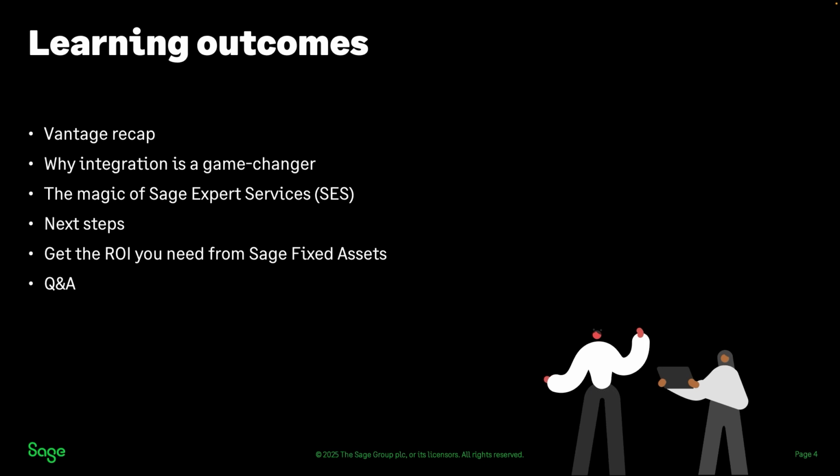Here's what you can expect to walk away with today. We'll have a quick recap of the Vantage conversations that inspired this webinar, a quick look at why this integration is such a game changer for legal and accounting teams, how our Sage Expert Services, or SES team, as we like to call them, helps bring all of that to life with minimal lift from your side, and then how to get more out of your investment in Sage Fixed Assets.